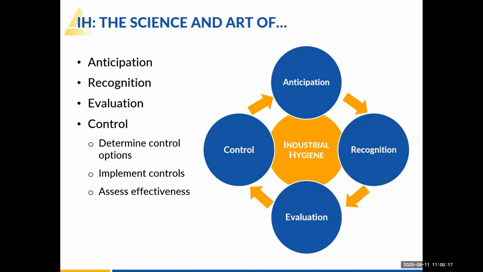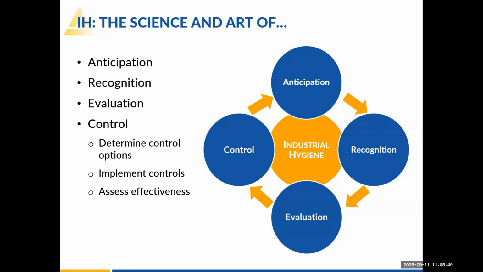So, the science and art of anticipating, recognizing, evaluating, and control. You'll notice that it's kind of a cycle motion here. What this has to do with is, because you have certain processes at your place of business, you are going to anticipate that there might be certain hazards involved because of those processes. All processes like welding, paint booths, silica work, blast booths, dip tanks, any of that kind of stuff could be buzzwords here.